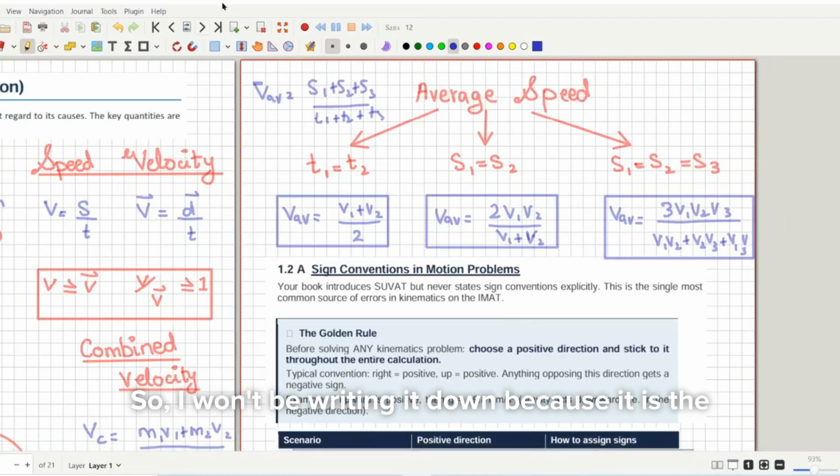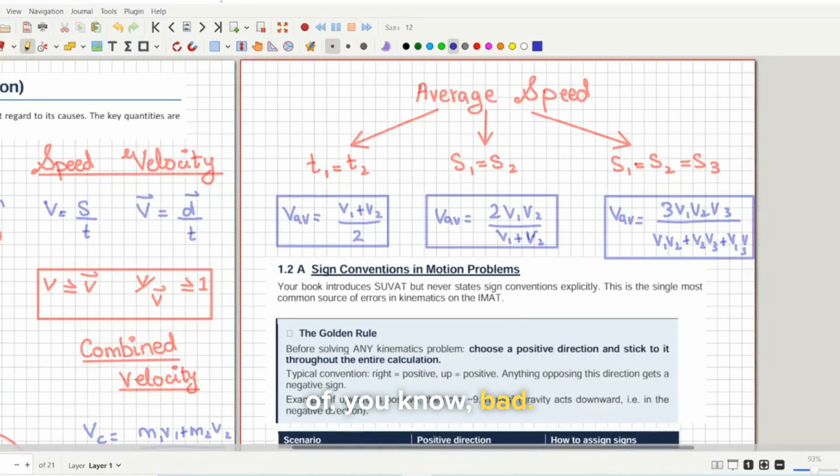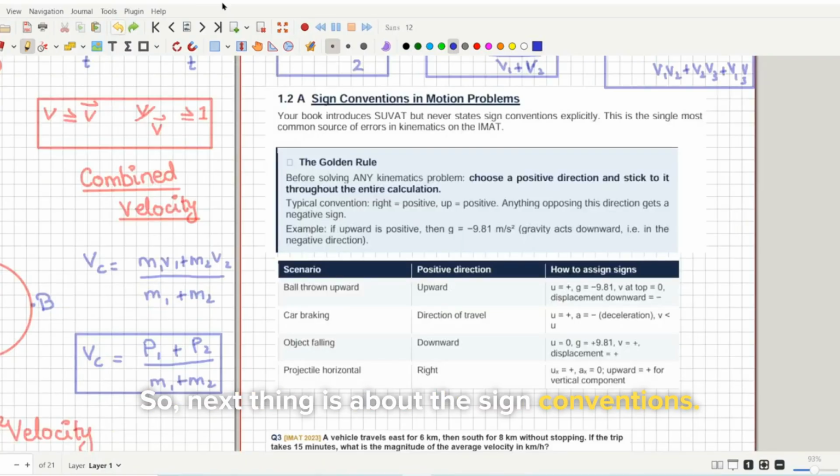So I won't be writing it down because it is the basic one and it will make our notes look a bit bad. I want these notes really neat and clean, so you can come back to these notes and revise again and again. So next thing is about the sign conventions.